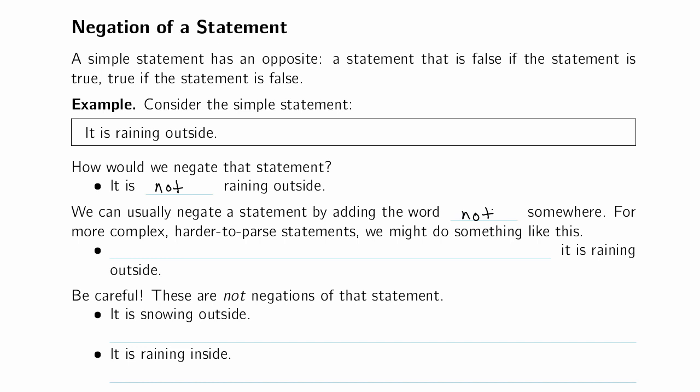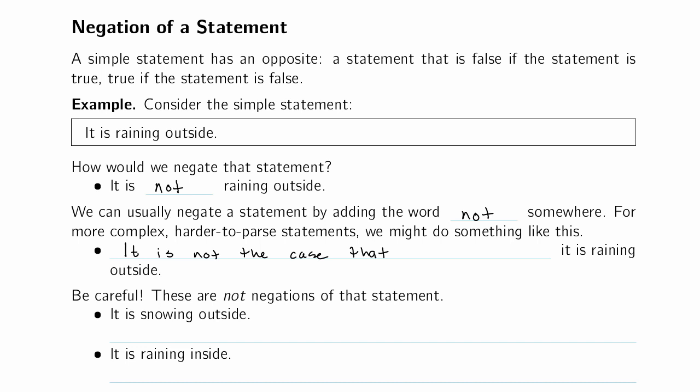However, if we have a big, confusing, hard to parse sentence, we can do something more complicated to make it clear that we're negating the entire sentence. And the phrasing that we typically use is, it is not the case that it is raining outside. So that it is not the case that tacked on to the beginning of a sentence is understood to negate the entire rest of the sentence. Now, it is raining outside. The negation is, it is not raining outside.